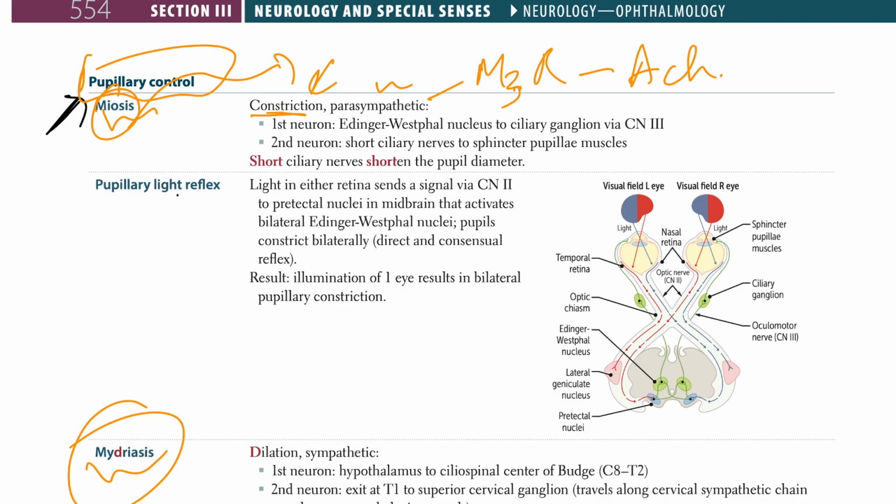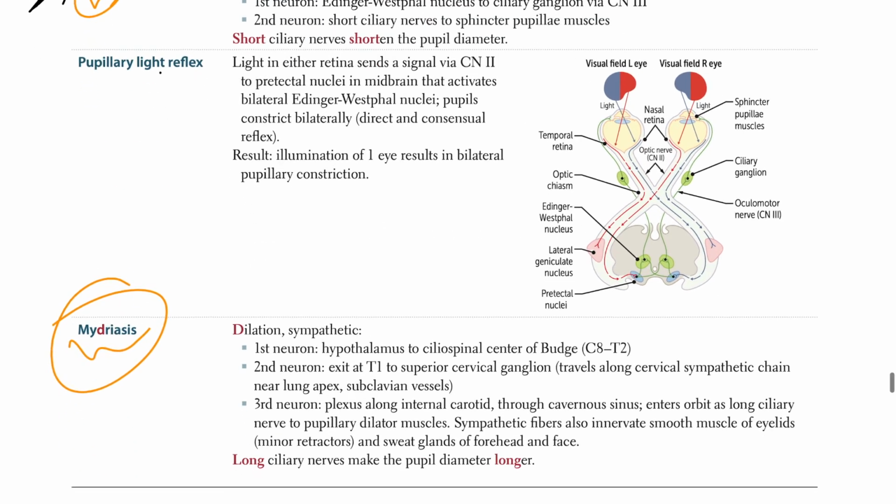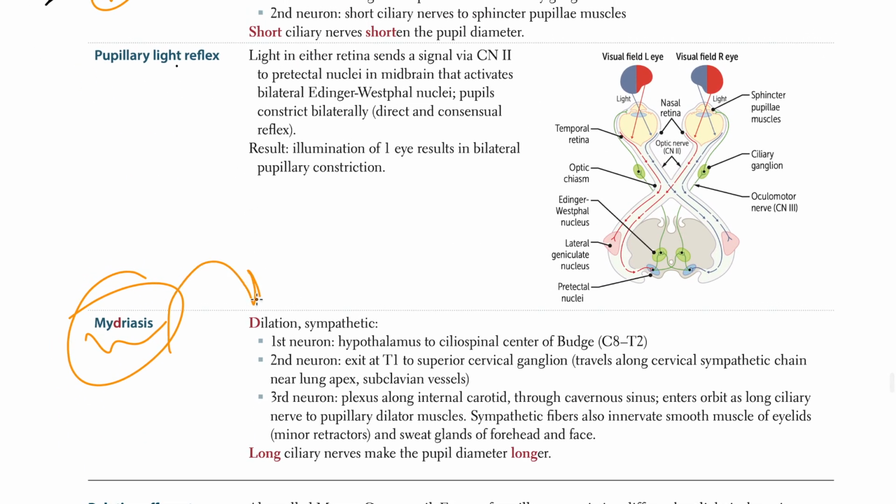Let's compare it first with mydriasis, which is the dilation of the pupil. It is done through the sympathetic nervous system, which is the alpha 1 receptor.